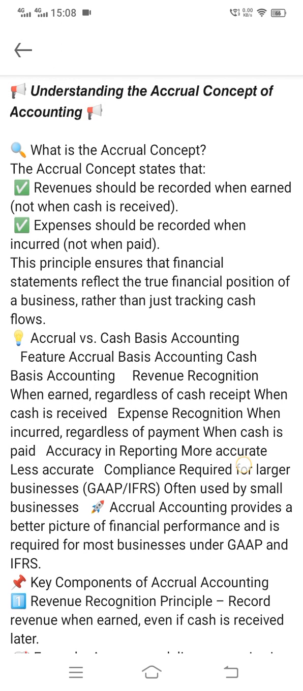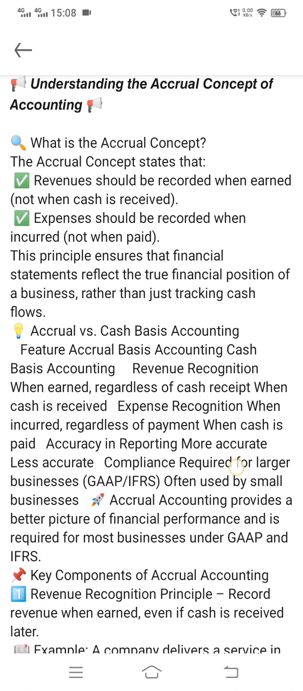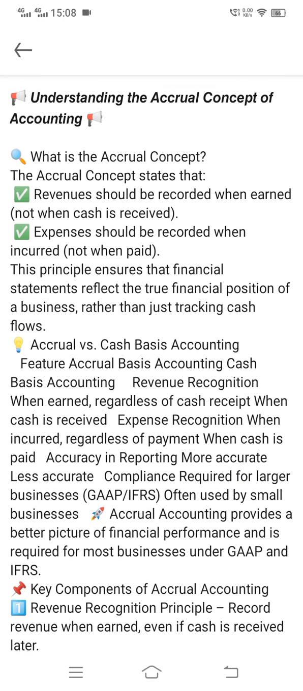And you will also understand the key components of revenue and expense recognition, that is a major type of accrual concept. We will also understand with the help of journal entries with real life examples. First we will understand what accrual means and how it is different from cash basis of accounting.